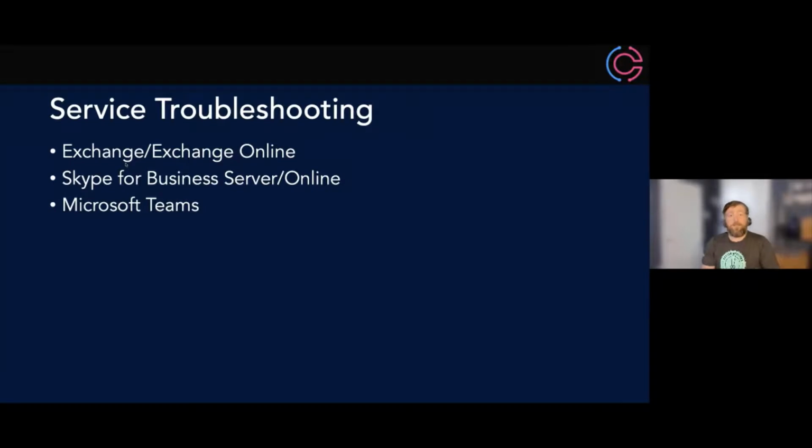All right, moving from some of the hardware pieces into service troubleshooting. Primary services involved with MTRs, Exchange Online, we need that for our mailbox. Skype for Business Server or Skype for Business Online, we need that for some legacy connectivity, hybrid connectivity. If you've got some on-prem stuff, that's where our Skype for Business tools are going to be very helpful. And then Microsoft Teams itself.